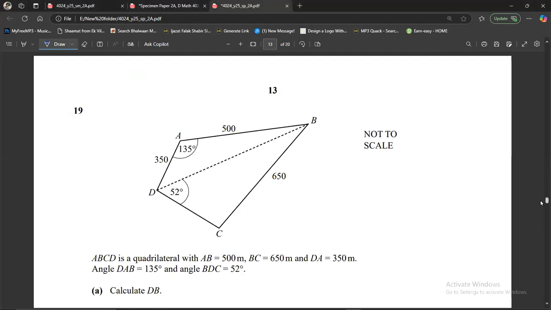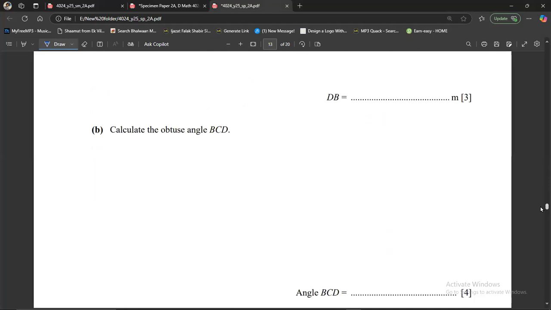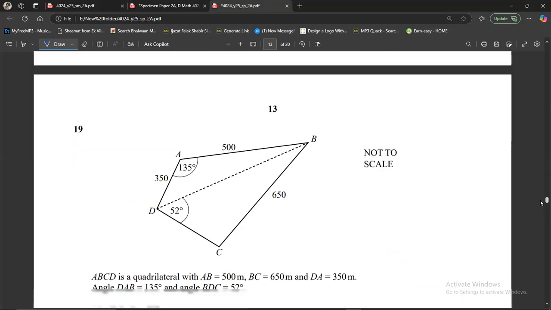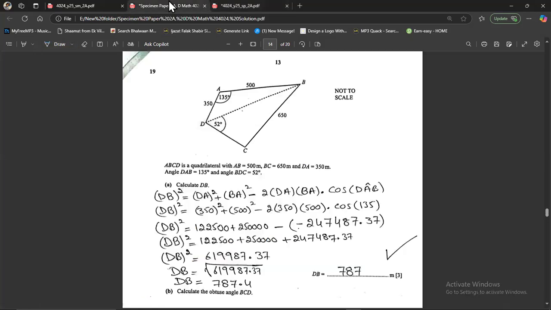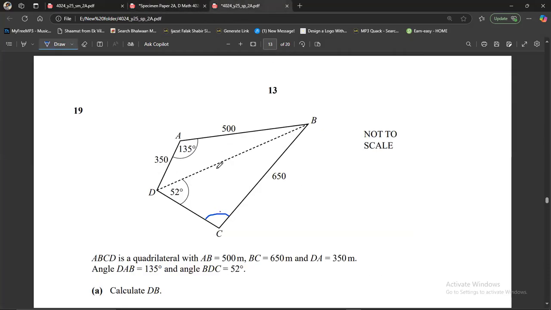So I hope you understand. So the B part, their question is calculate the obtuse angle BCD. So basically they want me to find out BCD, this angle, and this is an obtuse angle. So I know the side opposite to this angle is 650, and opposite to this unknown angle is the side we just calculated, that is 787. So opposite to this side, this angle is unknown. We want to find out this.